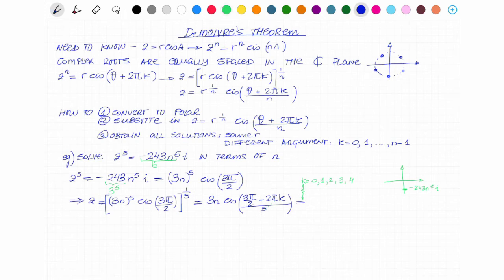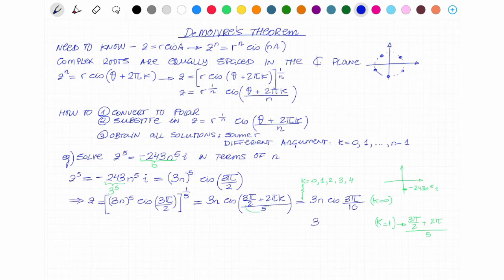Okay, if we start there, the very first one, k equals 0, that would give me 3n cis of 3 pi tenths, and it's coming from simplifying these two there. So this, let's put it here, k equals 0. Now I'm going to do the same with k equals 1. The modulus is going to stay the same, but now I'm going to have 3 pi halves plus 2 pi times k is 1, all of that divided by 5. So now I'm going to have 3n, that hasn't changed, but now it's going to be the cis of, if I move this here, 7 pi tenths.